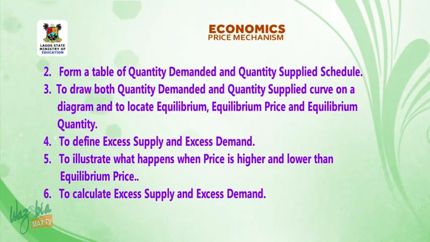2. Form a table of quantity demanded and quantity supply schedule. 3. To draw both quantity demanded and quantity supply on a diagram and to locate equilibrium, equilibrium price, equilibrium quantity. 4. To define excess supply and excess demand. 5. To illustrate what happens when price is higher and lower than equilibrium price. And finally, to calculate excess supply and excess demand.